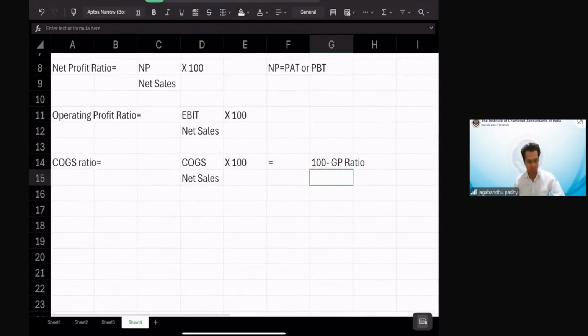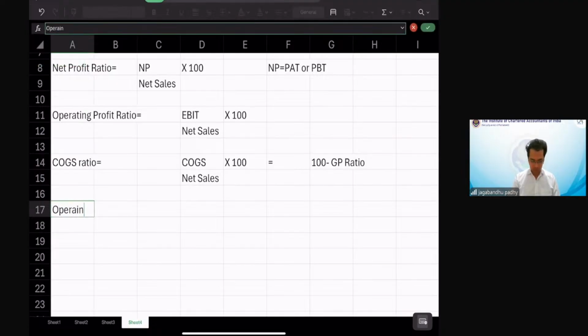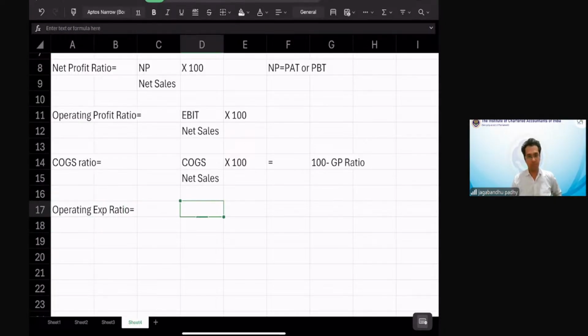Okay. COGS ratio, then you have operating expense ratio. Operating expense ratio, because your GP is basically your sales minus COGS, right? GP is sales minus COGS. So therefore we say COGS ratio will be 100 minus GP ratio.